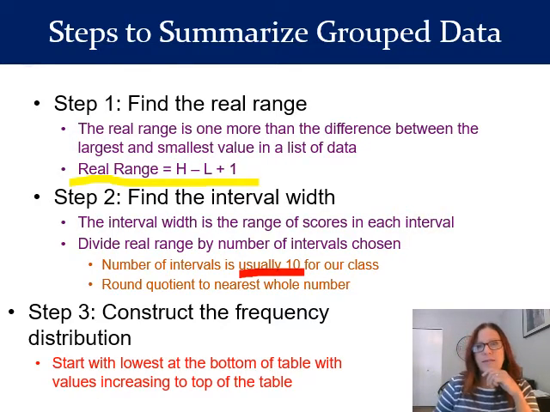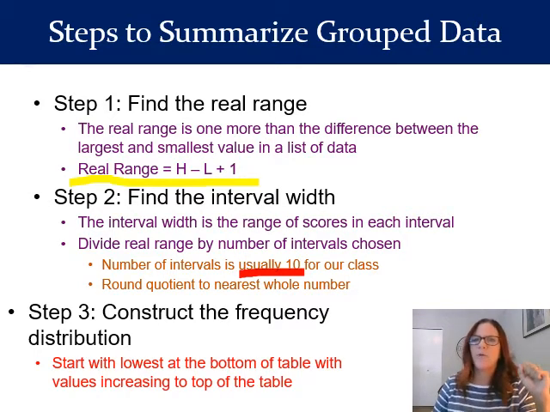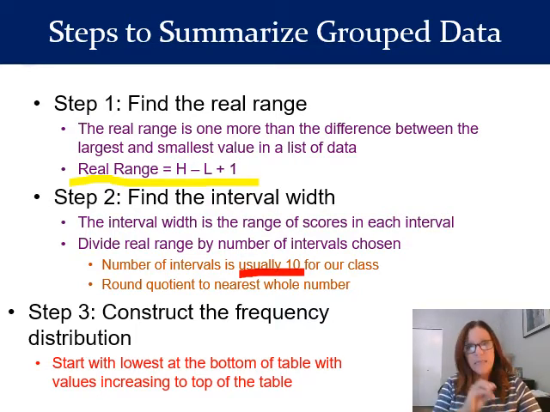Then once you get that width, you can start constructing the frequency distribution table. That's when you start counting from the bottom, at the lowest number, and include that many numbers in your width. So we'll look at how this looks, because it can be confusing when you hear about it. But these are clear-cut steps that you can use in this class to do this.